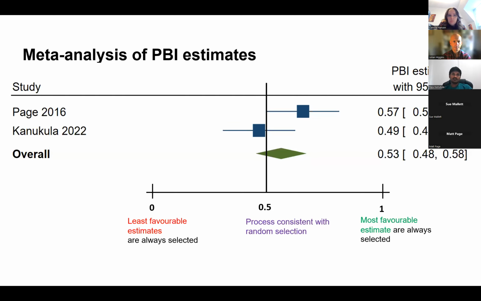So this is the forest plot depicting PBI values and 95% confidence intervals of both studies. You can see a PBI of 0.57 from Page et al. and 0.49 from Kanukula et al. And the combined PBI estimate and 95% confidence interval indicates that the effect estimate was selected under a process consistent with random selection.